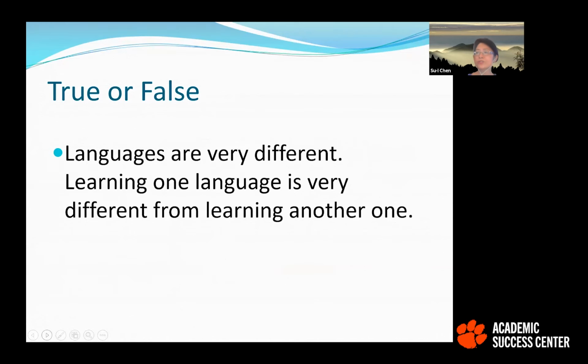Now, the second true or false question is: languages are very different. Learning one language is very different from learning another language. What do you think?